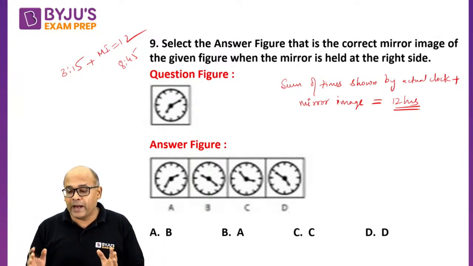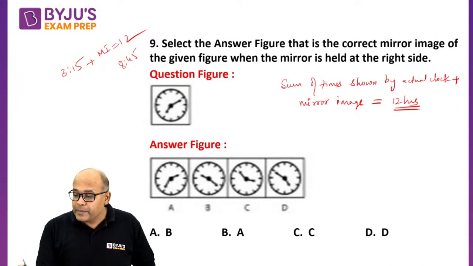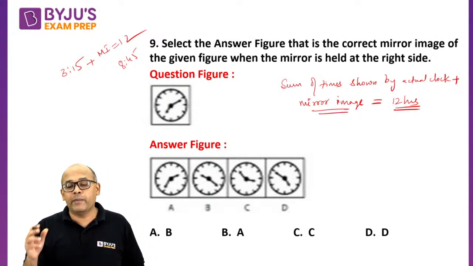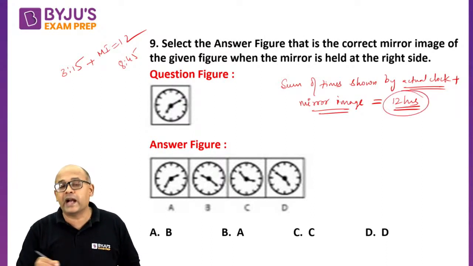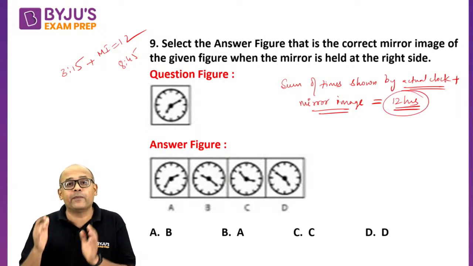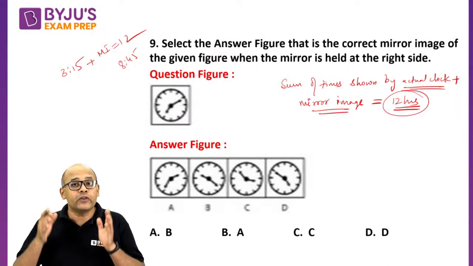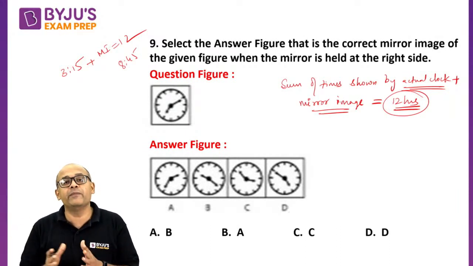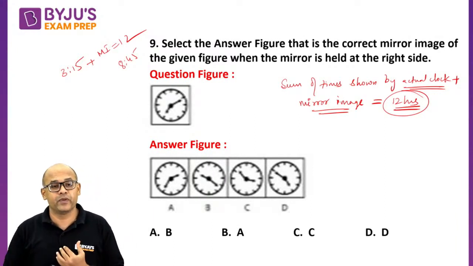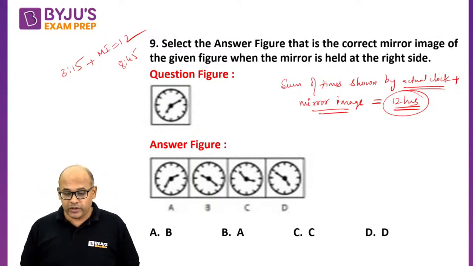Okay, so please keep in mind, remember this. The mirror image clock timing plus the actual clock time, the total should always add up to 12. That is the logic. This comes from the concepts of clocks. So if you know that, good. If you did not know, please keep this in mind. It's a very important concept that you can use in clock kind of questions. Okay? Right, let's move on.